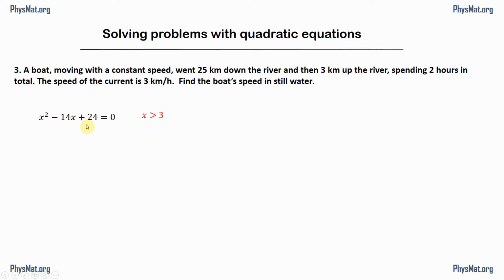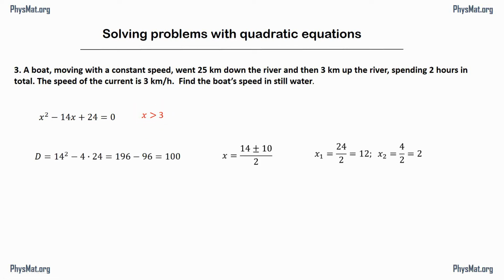So now we can solve this equation with the condition of x greater than 3. Like before, we calculate the discriminant, which is b squared, 14 squared minus 4 times 1 times 24, which is equal to 196 minus 96, so 100, which is 10 squared, and then our x will be 14 plus minus 10 divided by 2. So we have two solutions here. One solution is 12, another solution is 2.